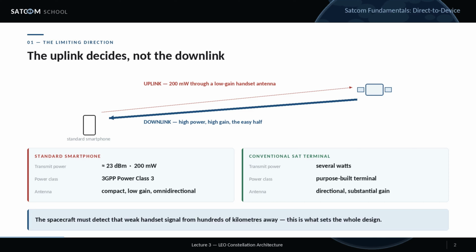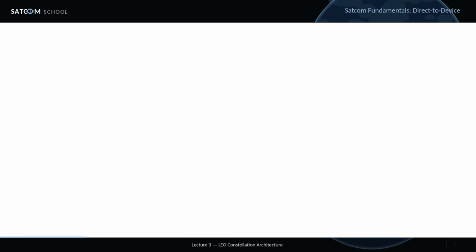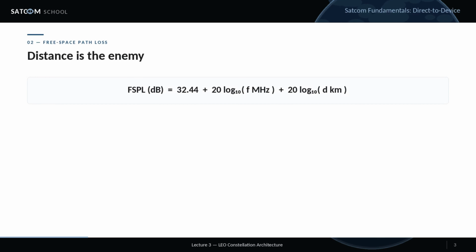A conventional satellite terminal transmits several watts through a directional dish. The spacecraft has to detect that weak phone signal from hundreds of kilometers up. In practice, the uplink, not the downlink, decides whether the link budget closes. Distance is the enemy, and the arithmetic is unforgiving.